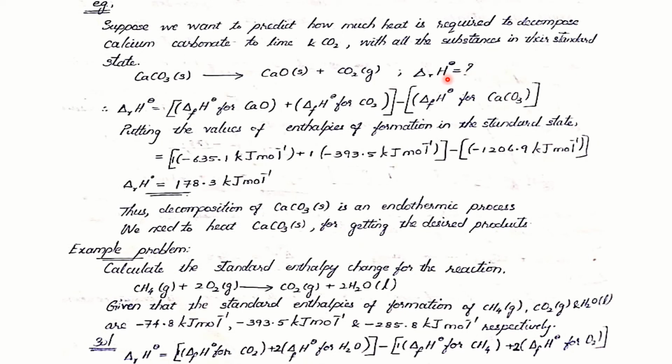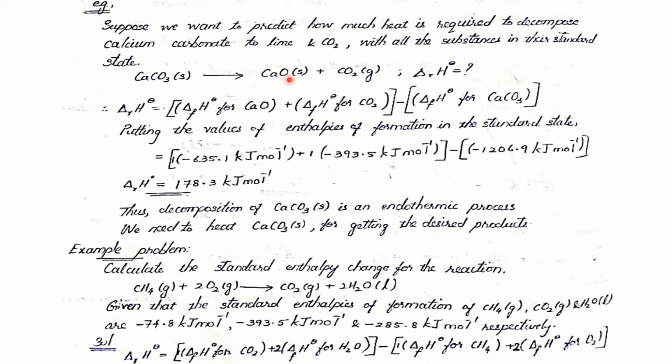Okay, suppose you know the standard enthalpies of formation of your reactant and all its products. Then the standard enthalpy change of the given reaction, that is delta R H naught, is calculated using the general formula: delta R H naught equals the sum of standard enthalpies of formation of all the products minus the sum of standard enthalpies of formation of the reactants. Okay, now what are the products in this reaction?